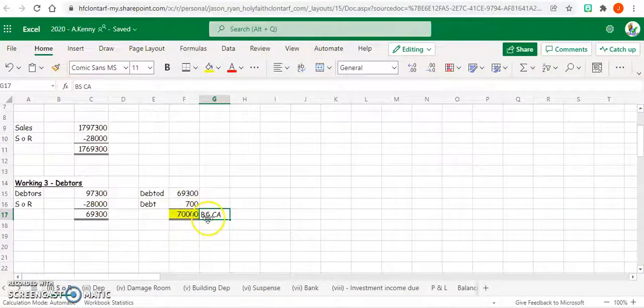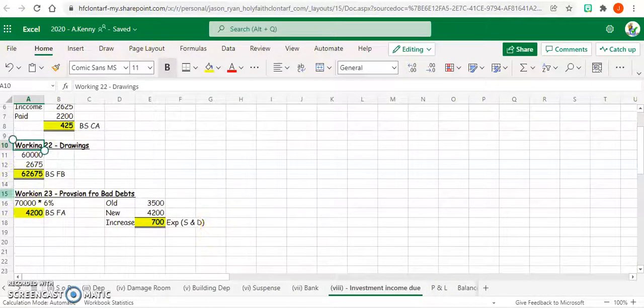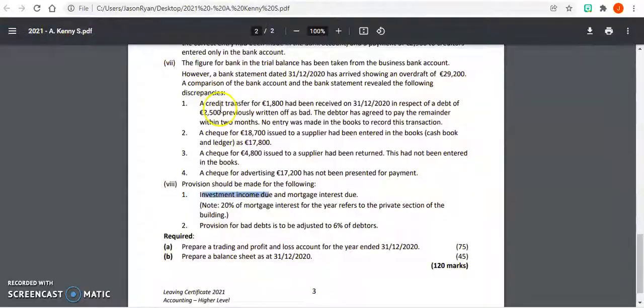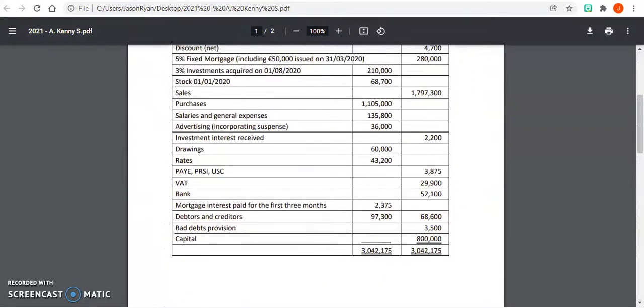So 70,000 is our debtors figure. We're going to get 6% of that. So our new provision now is 4,200. So we're saying that we're not going to receive 4,200 from our debtors. It's a new provision for bad debts.